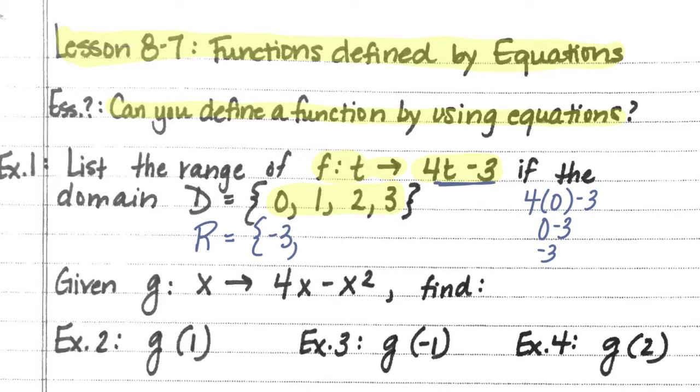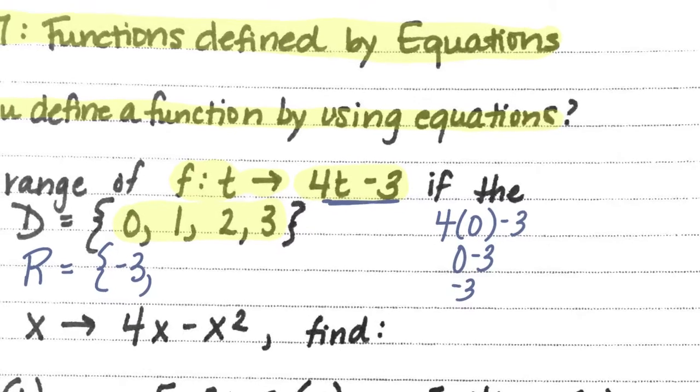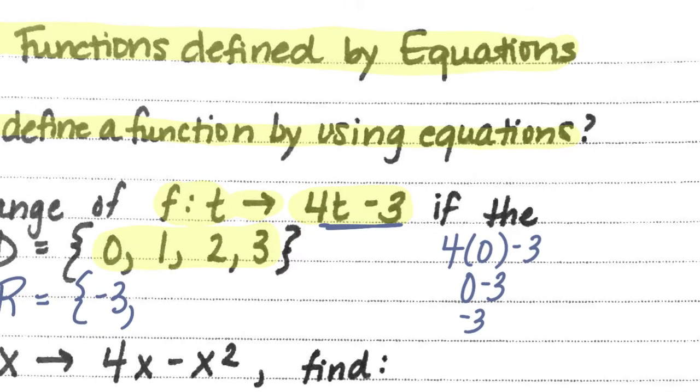And then I'm going to put in 1. 4 times 1 minus 3. 4 minus 3 is 1. And then I'm going to put in 2. 4 times 2 minus 3. 8 minus 3 is 5. Do you see a pattern yet?